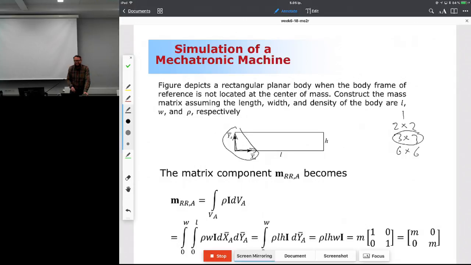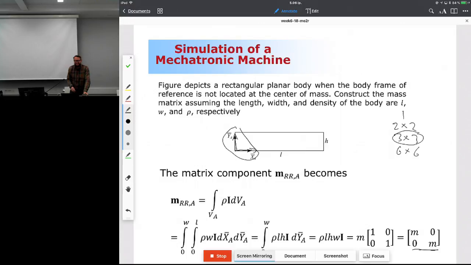Okay, let's do the math. So what do you think? The first 2x2 matrix will be exactly the same as in the previous case, of course, because the body mass is not a function of where the body reference coordinate system is located. So if it weighs 10 kilos, it doesn't make any difference where you put your body reference coordinate system. It's going to be 10 kilos.